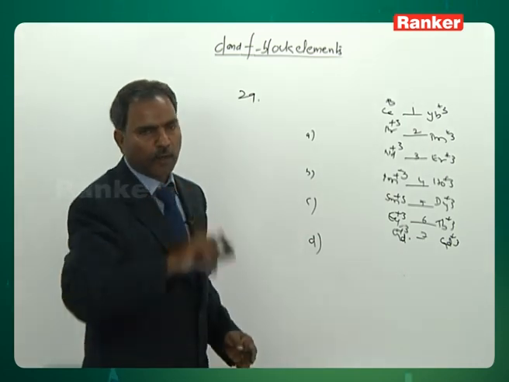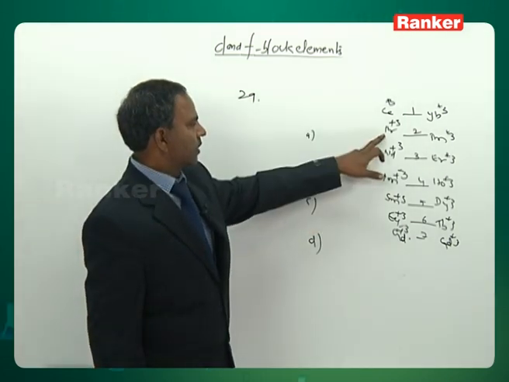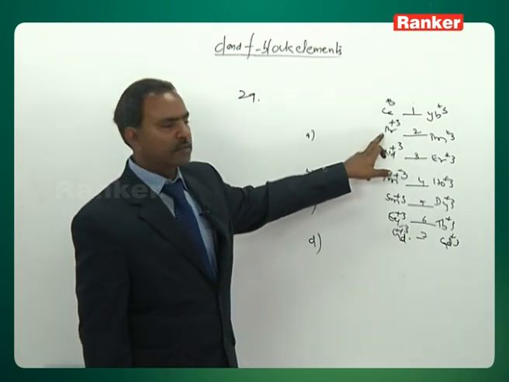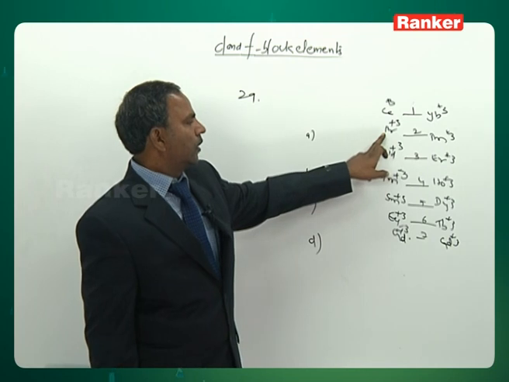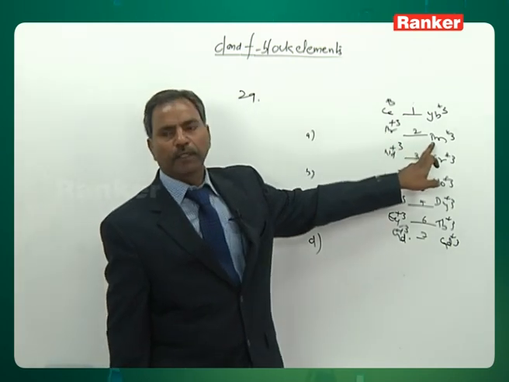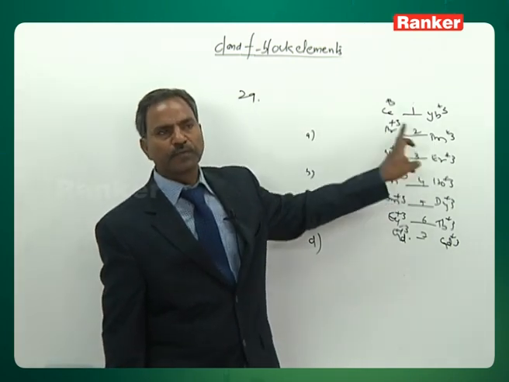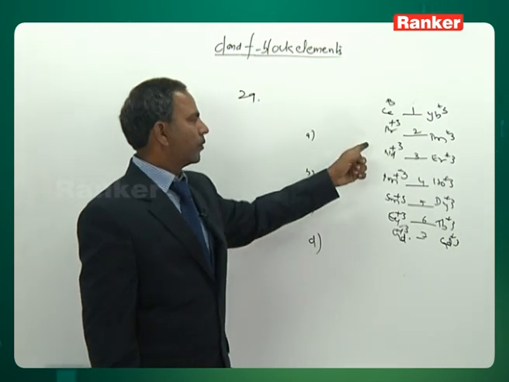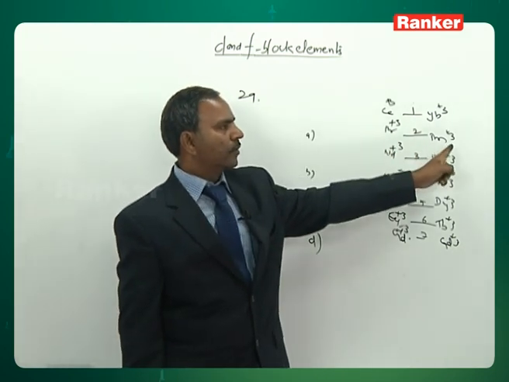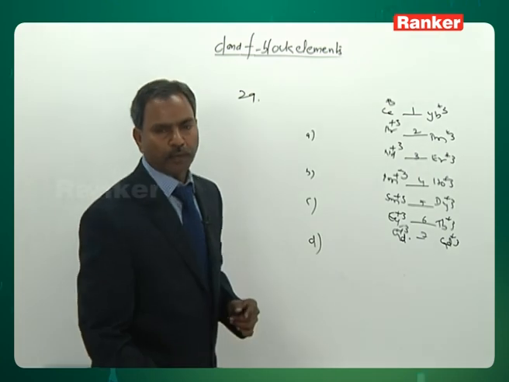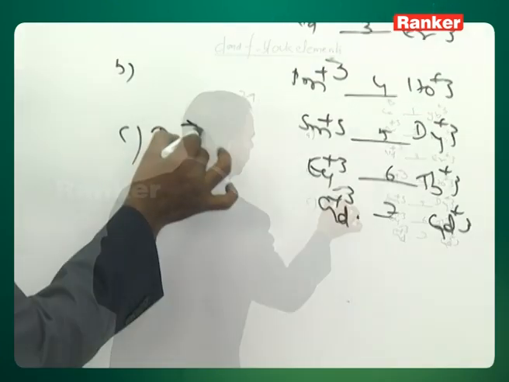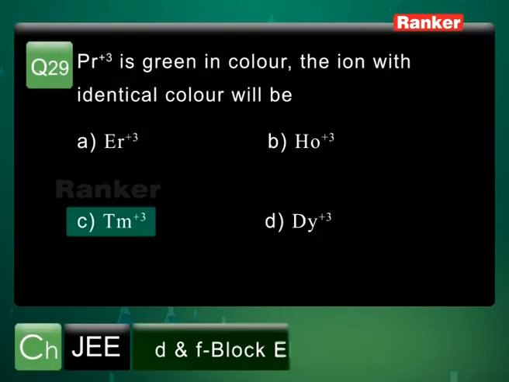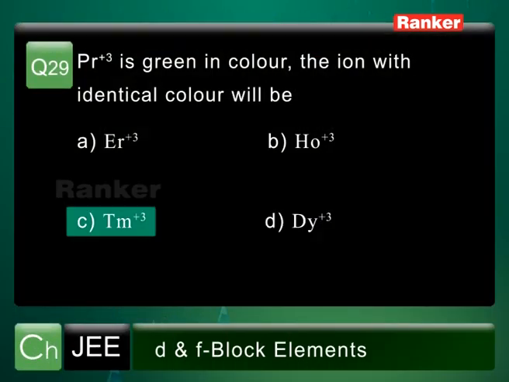What is given? Pr plus 3 is having 2 unpaired electrons. Holmium plus 3 has 2 unpaired electrons, and thulium plus 3 also has 2 unpaired electrons. This pair is the correct pair. Therefore, praseodymium is opposite to thulium plus 3. So answer C is correct.